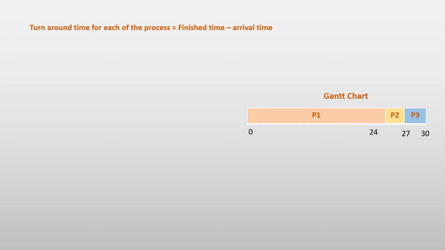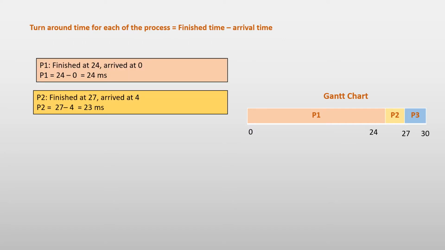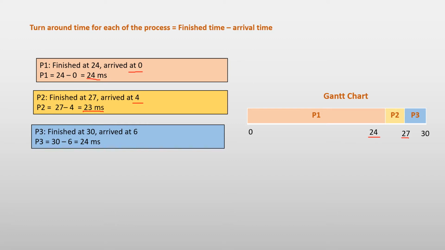Let's calculate the average turnaround time for these processes. Turnaround time for each process is calculated as finish time minus arrival time. From the Gantt chart, we see that process P1 finished at 24 milliseconds and it had arrived at time 0. So the total time for it to finish execution was 24 milliseconds. For P2, it finished at 27 milliseconds and had arrived at 4 milliseconds. So the total time for it to process was 23 milliseconds. And P3 finished its execution at 30 milliseconds and it had arrived at 6 milliseconds. So the total time that it took for processing was 24 milliseconds.